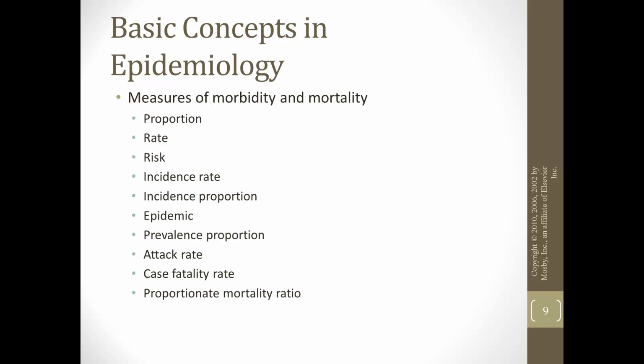Prevalence proportion: how many people are getting infected or getting the disease. Attack rate: how strong is that? Case fatality rate: how many people die. And then proportionate mortality rate: how many people of the total actually die. And take a look at those definitions.